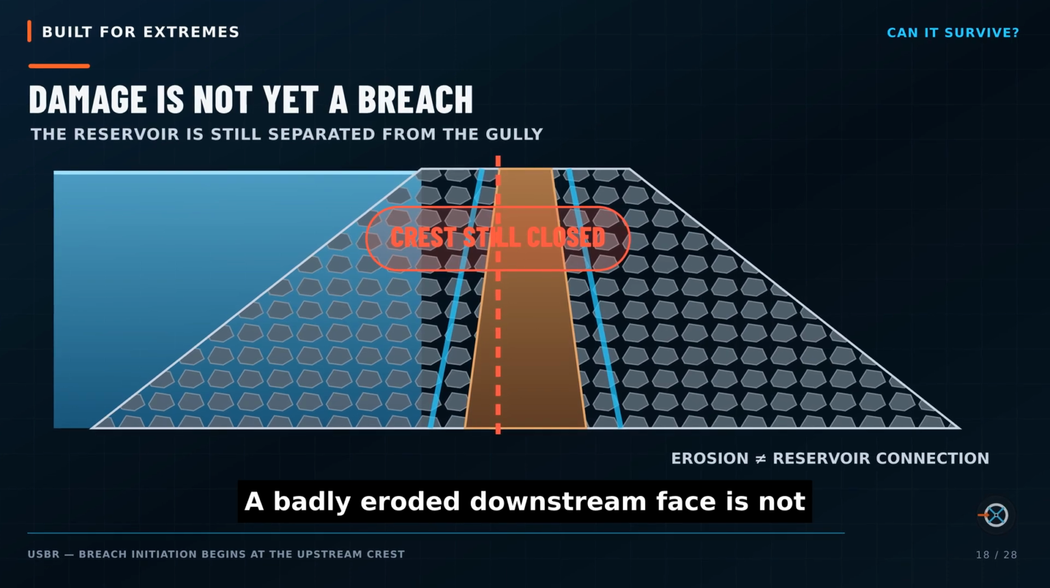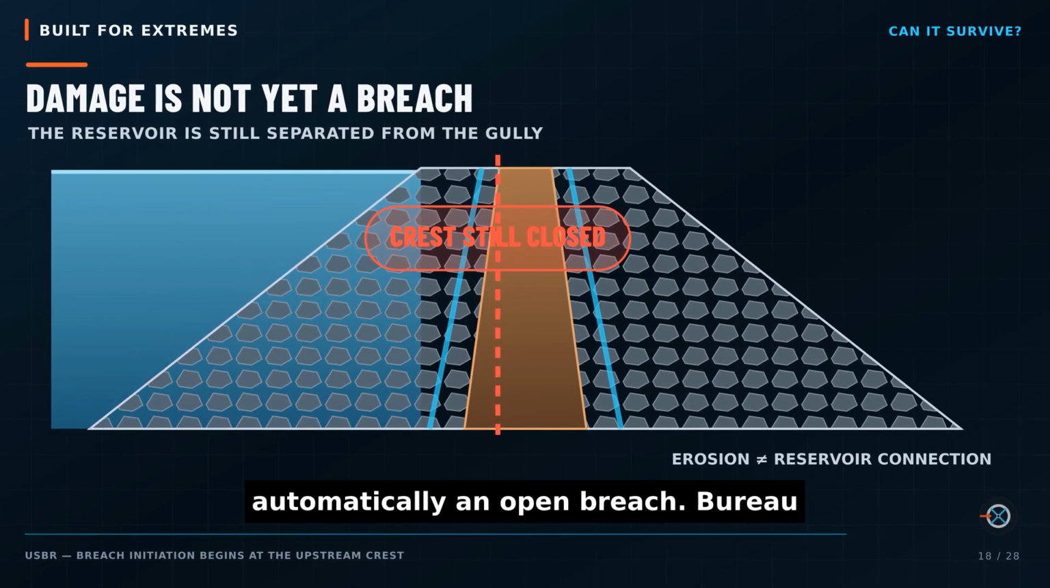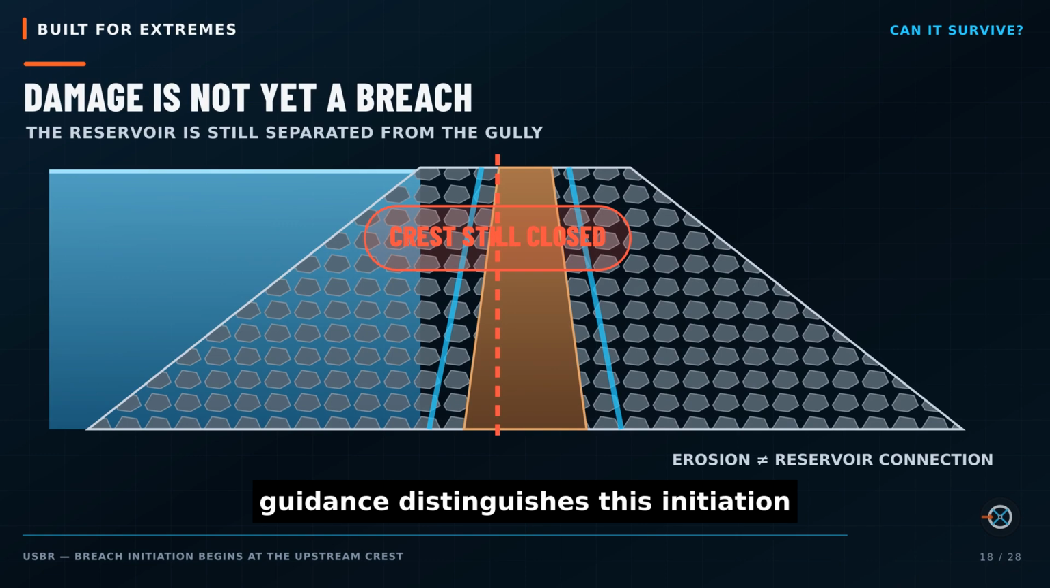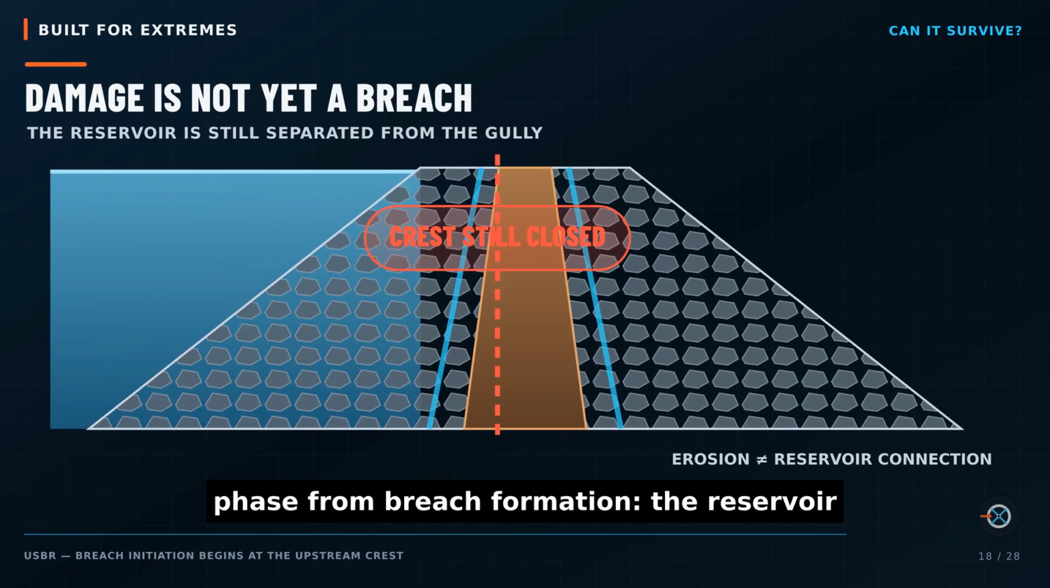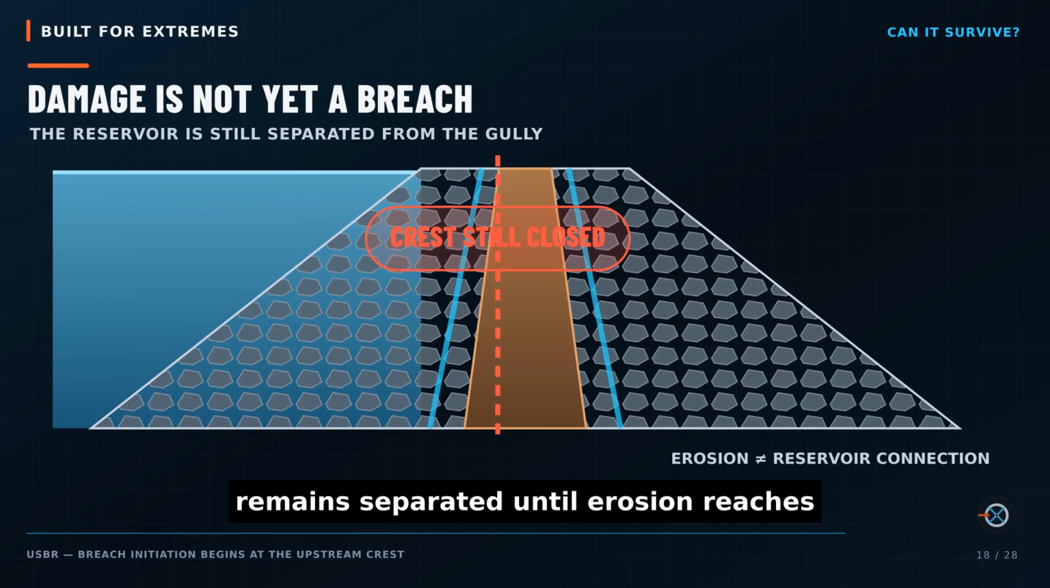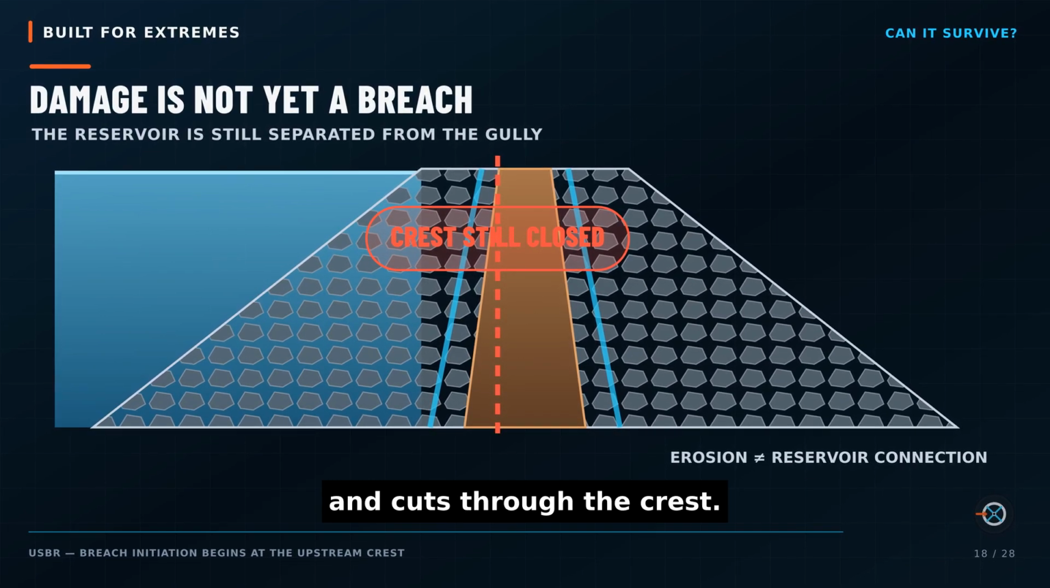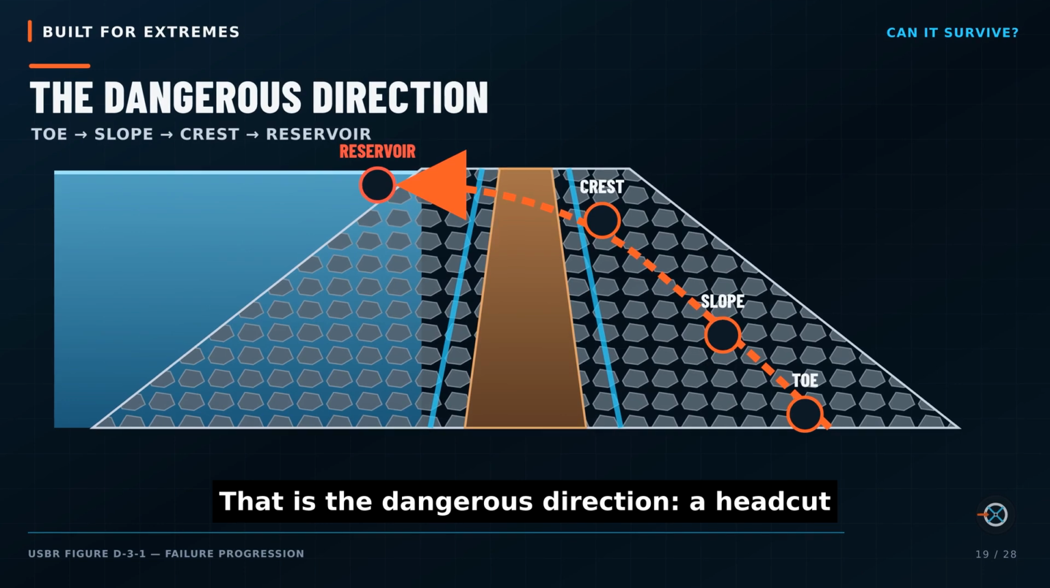A badly eroded downstream face is not automatically an open breach. Bureau guidance distinguishes this initiation phase from breach formation. The reservoir remains separated until erosion reaches and cuts through the crest. That is the dangerous direction.